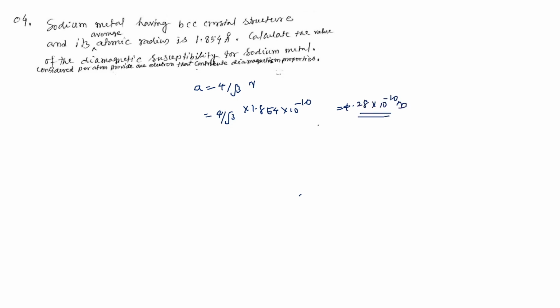meter. Now the number of atoms contained per cubic meter of sodium metal, that n, will be the number of atoms per unit cell divided by volume. So n, the number of atoms in a BCC unit cell is 2, divided by 4.28 into 10 to the power minus 10 whole cube. Then you will get the answer 2.55 into 10 to the power 28 atoms per meter cube. Now the atomic number of sodium, that Z, is equal to 11.